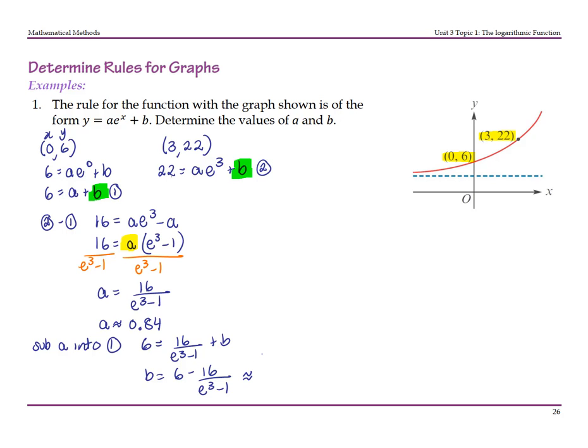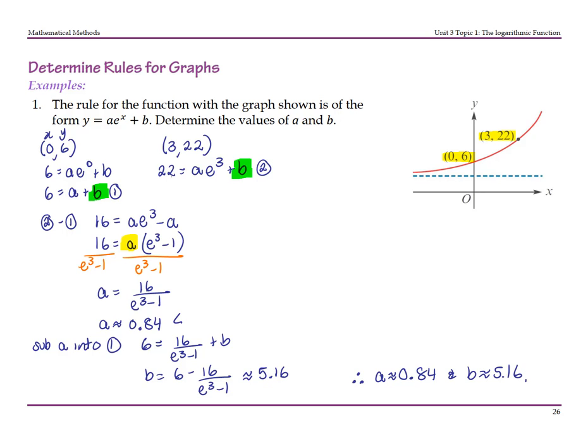b would be 6 take 16 over (e to the 3 minus 1). But assuming it'd be tech active, that is approximately 5.16. So therefore, a is approximately 0.84 and b is approximately 5.16. Okay, so that's our answer using the two coordinates.